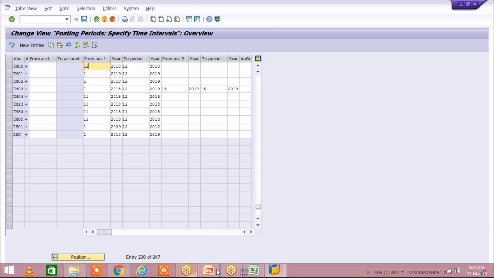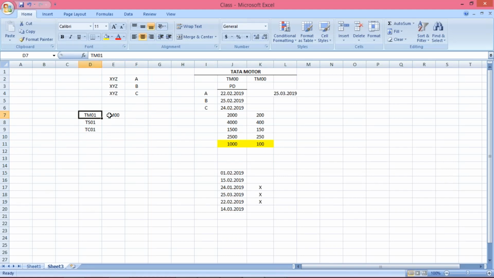So we have created one posting period variant, and we have assigned it with Tata Motor. What I said is that a variant is a reusable setup. It means it can be used by other company codes also.